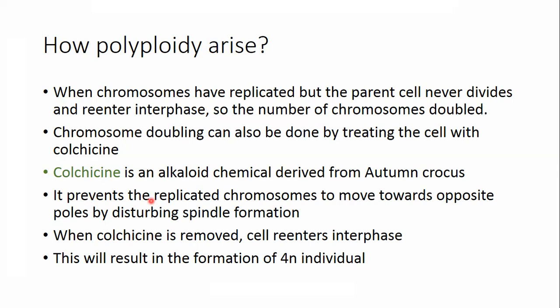So it prevents the replicated chromosome to move towards opposite poles by disturbing the spindle formation. Colchicine का function क्या है कि ये क्रोमोसोम्स, जो रेप्लिकेटेड क्रोमोसोम्स हैं या क्रोमोसोम की कॉपीज हैं, उनको एक दूसरे से सेग्रीगेट नहीं होने देता, उनको एक दूसरे से सेपरेट नहीं होने देता है, और ये स्पिंडल फॉर्मेशन को डिस्टर्ब कर देता है, जिसकी वजह से एनाफेज की स्टेज कंप्लीट नहीं होती.